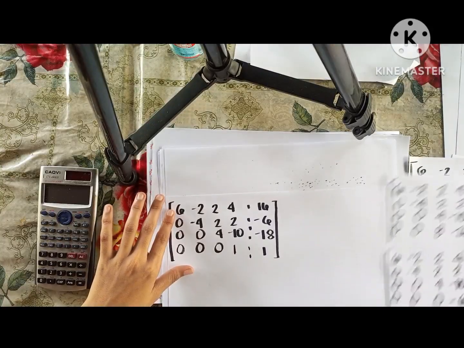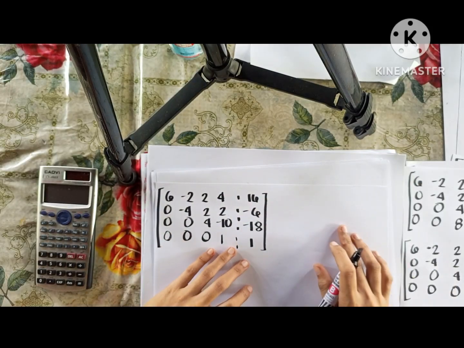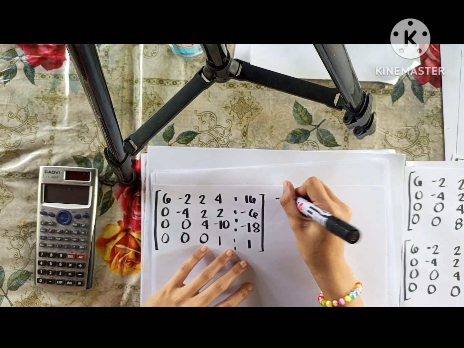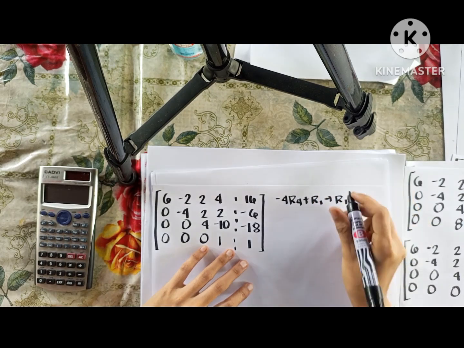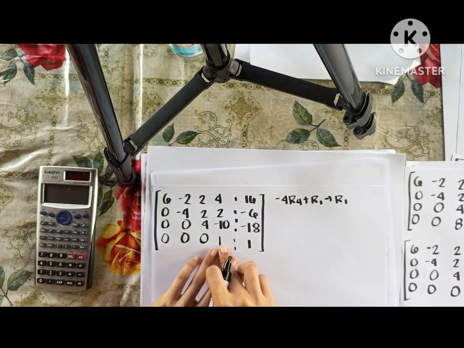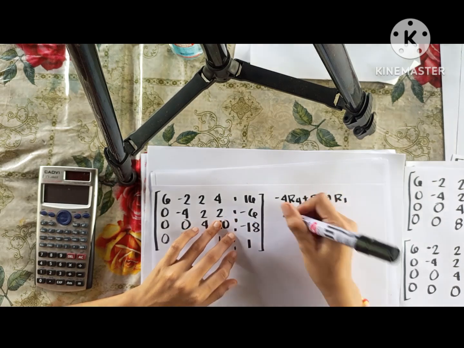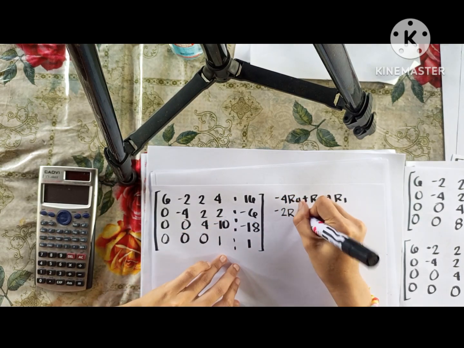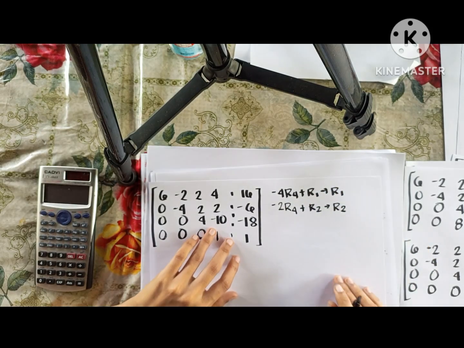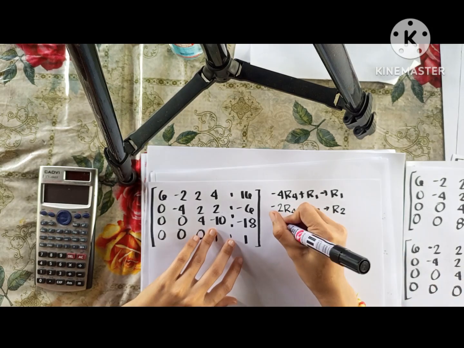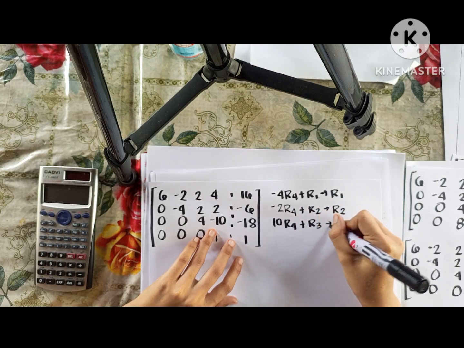Now, from this, what I said earlier, I am going to make this 4, 2, and negative 10 become 0. To do that, I am going to multiply negative 4 by our R4 plus R1, because negative 4 times our R4, which is 1, so negative 4 plus 4 is equal to 0. Now, in order for 2 to become 0, I am going to multiply negative 2 to our R4 plus the R2. And in order to make this negative 10 become 0, I am going to multiply 10 to our R4 plus R3.